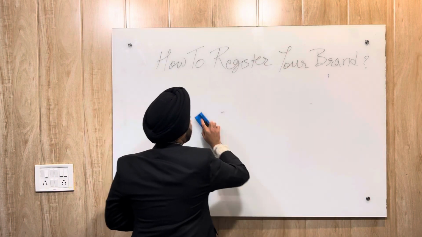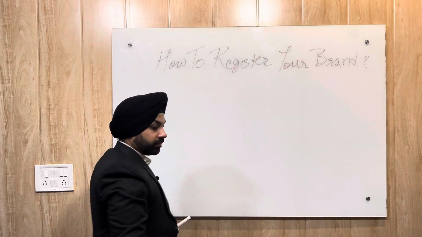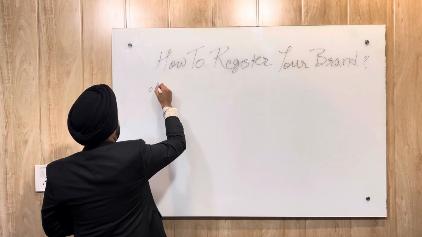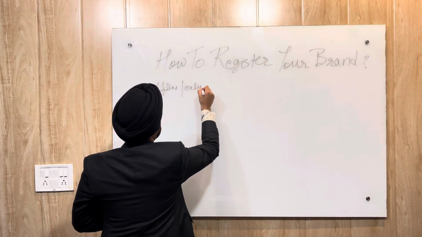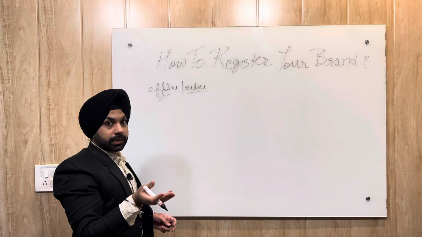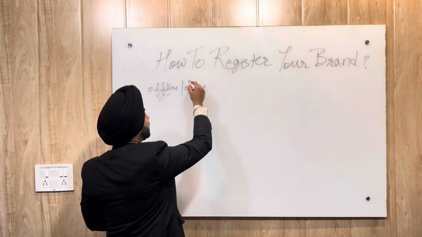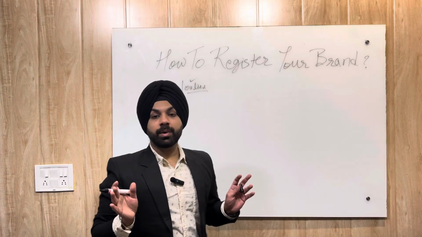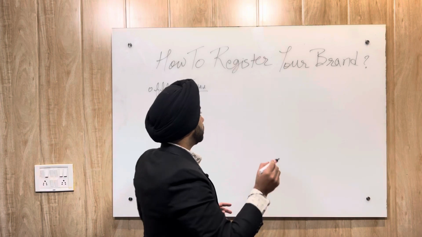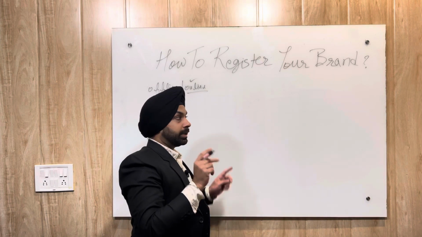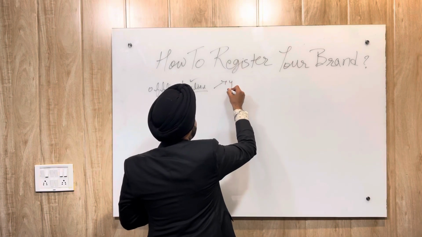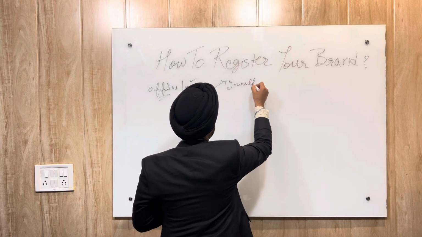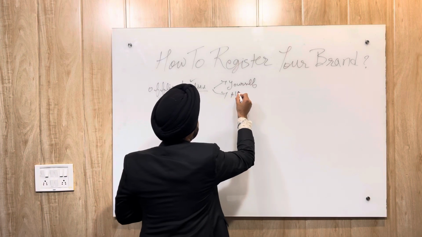It can be registered offline as well as online. But in today's era, it is mostly online. You know that post COVID, everything has turned online, so even the trademark filing is online. There are two ways to file the trademark application: one is yourself, you can file it yourself, and the other is you can file it through an attorney.